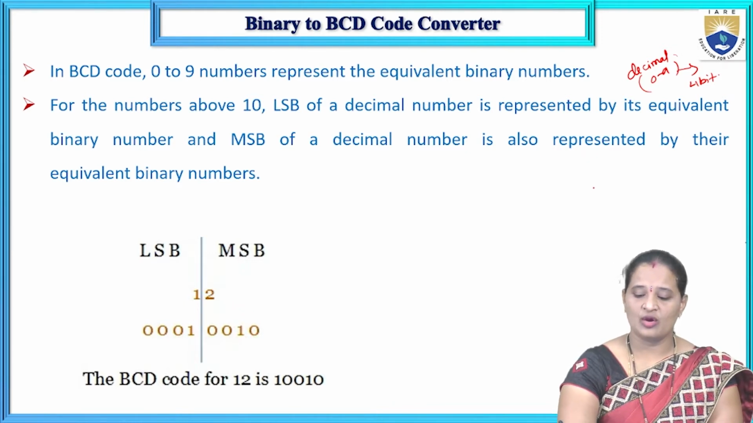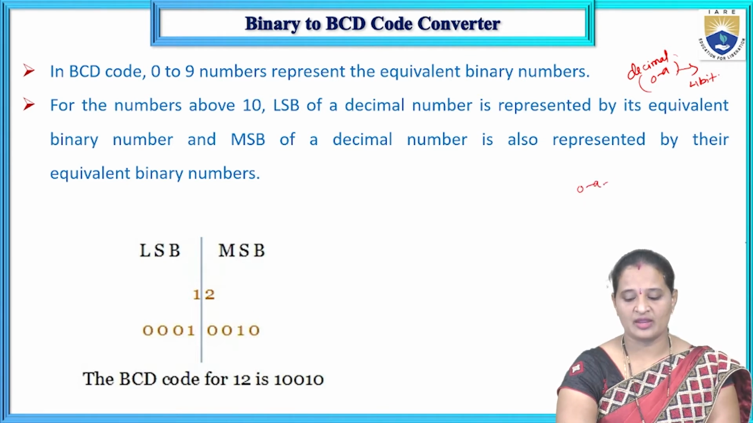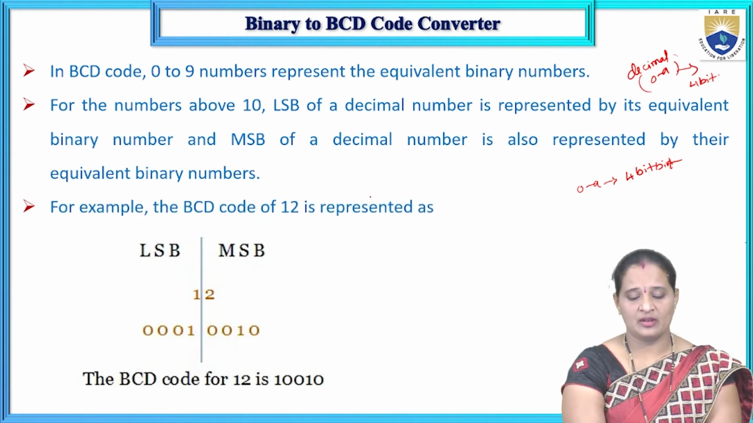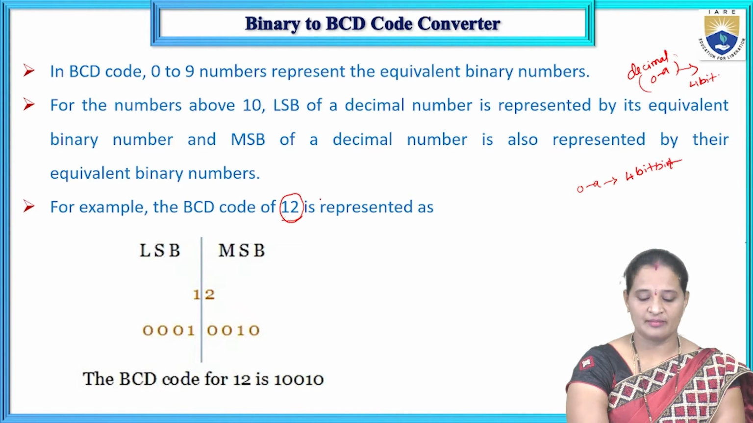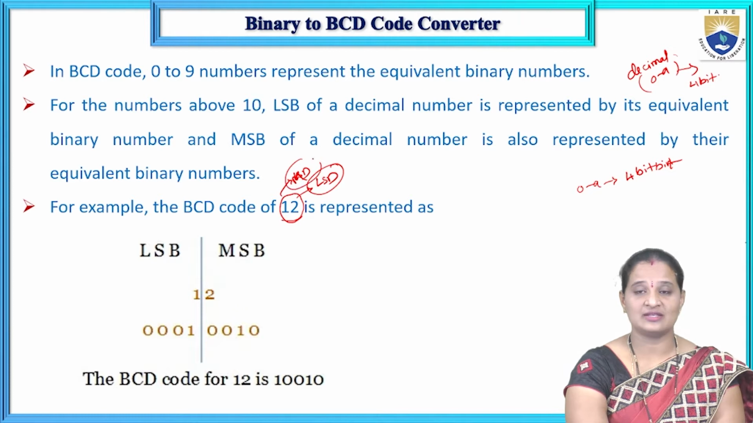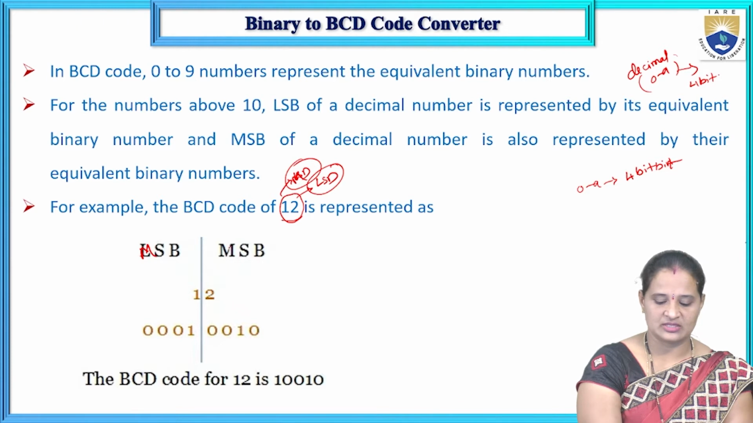As I told you, in order to convert a decimal digit 0 to 9 into binary, I require 4 bits. That means the LSD, the least significant digit, should be replaced by its 4-bit binary equivalent, and also the most significant digit should be replaced by its 4-bit binary equivalent. For example, let me write the BCD code for decimal number 12. Here, 1 is the MSD and 2 is the LSD. LSD is the least significant digit and MSD is the most significant digit.